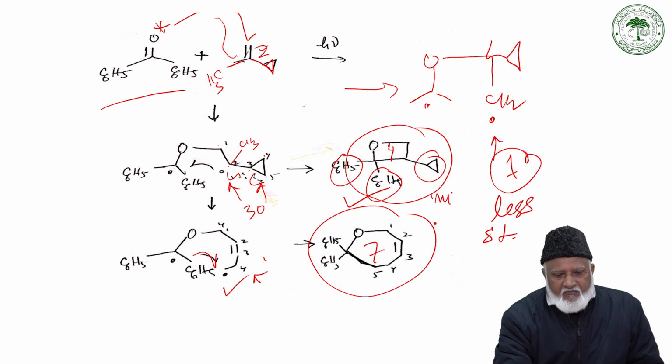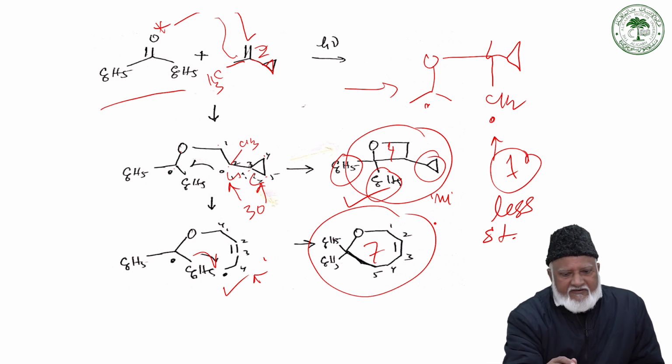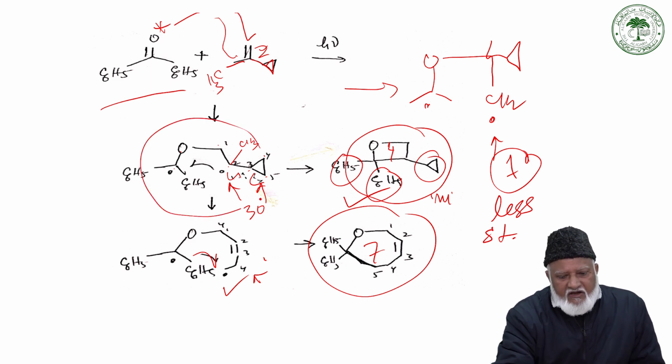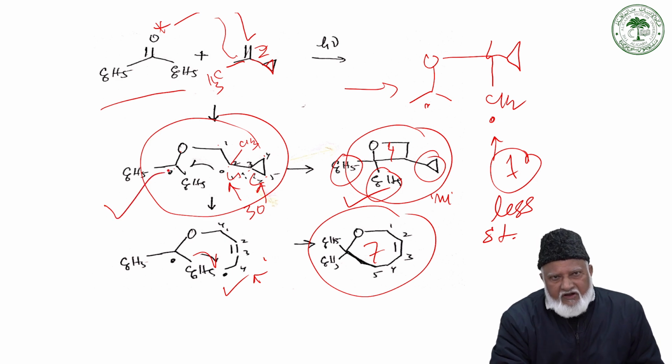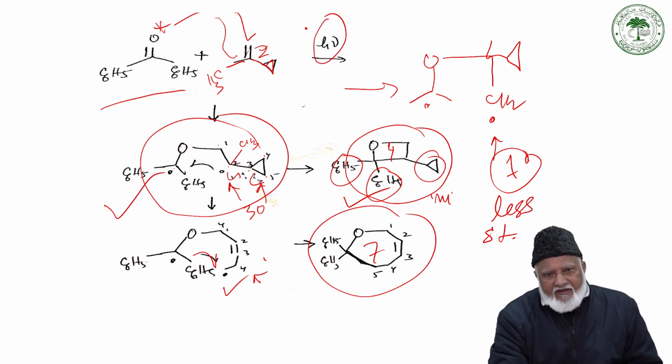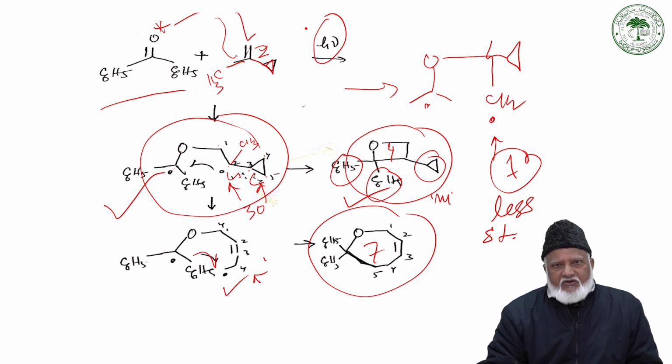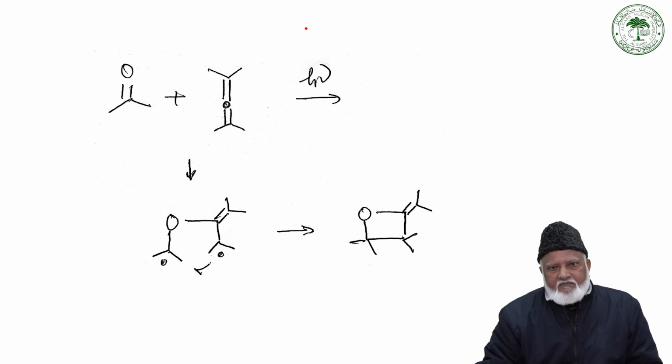The main step involved is the excited carbonyl leading to the more stable carbon-centered radical. It is the primary step where the photon is required, and the rest of the reaction is just radical coupling and radical transformation to give the desired product.